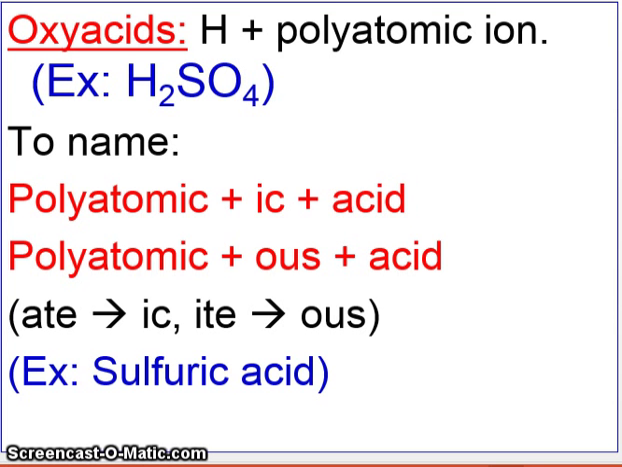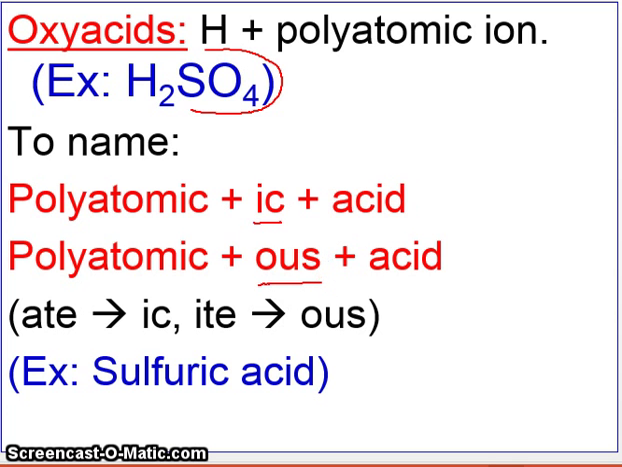To name the oxyacids, you have polyatomics in these. They're made of hydrogen and a polyatomic. That's why they're called oxyacids. There are 2 basic rules. There are 2 types of polyatomics. Now, you will either add -ic to a polyatomic, or you will add -ous.